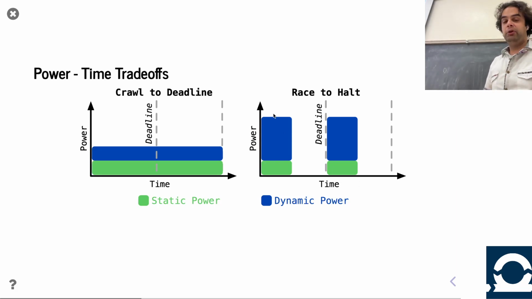That's where the energy savings is. Even though you're burning more power here, you turned off here, and that's where the win is. Crawl to deadlines, you know what? I'm going to go just as fast as I need to go to get there, and that can help.